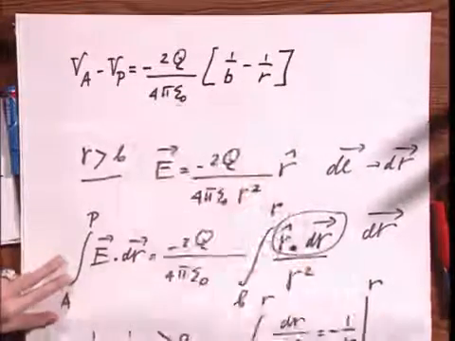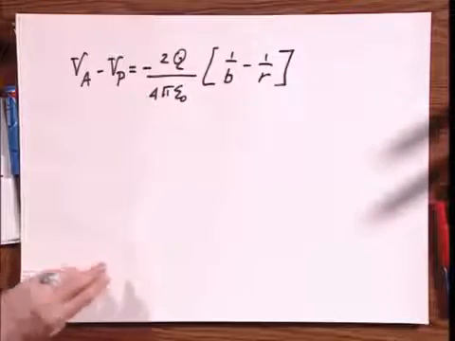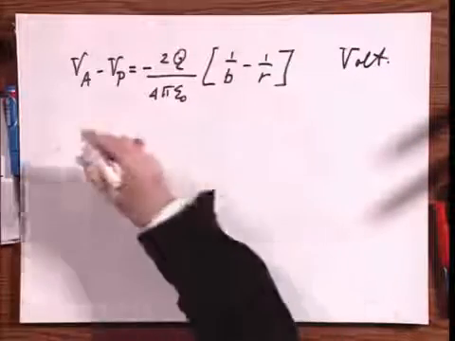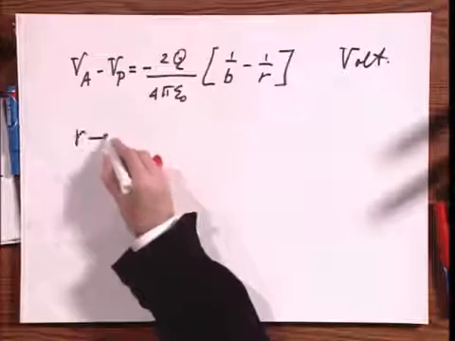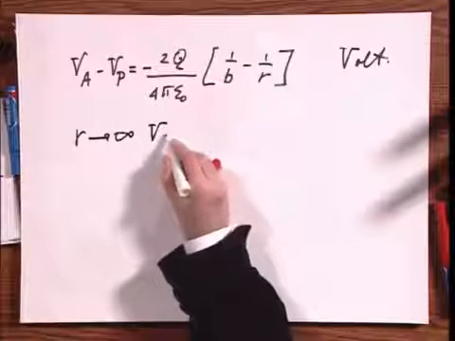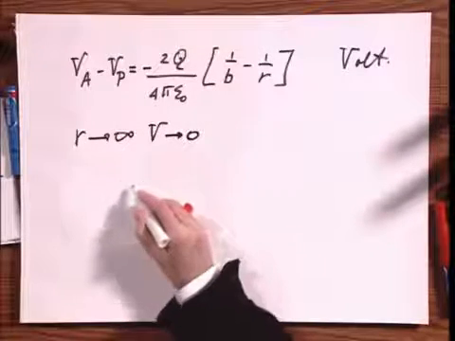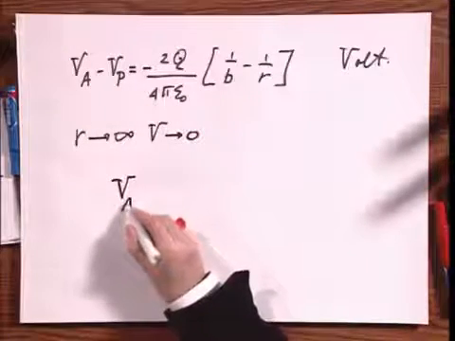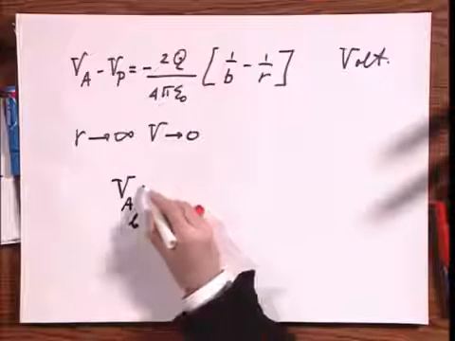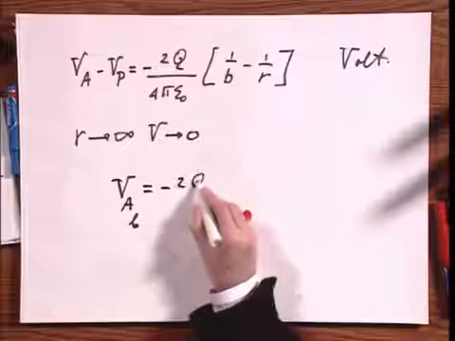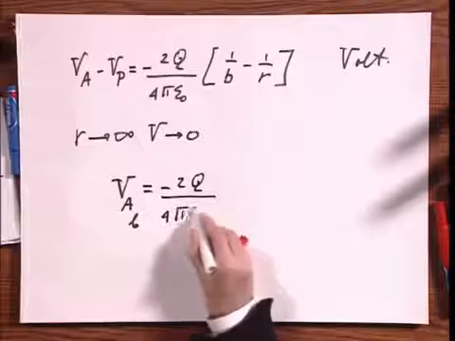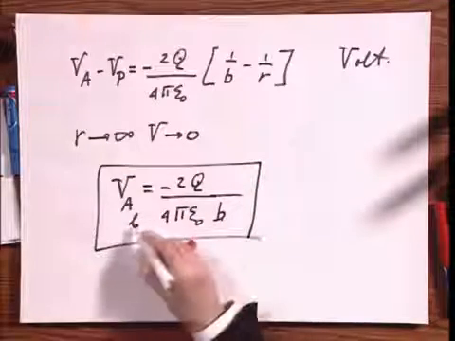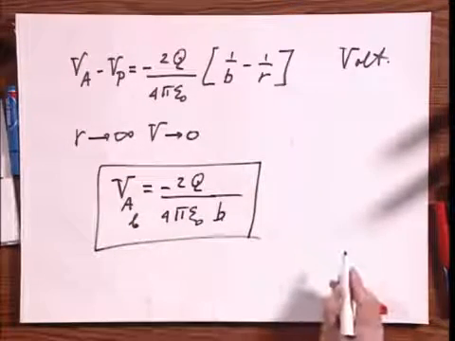Potential has no direction. It's a scalar. We express it in terms of volts in MKS units. And when you go to infinity, when r goes to infinity, in this case v goes to 0. And so if you want to know what exactly the potential is at that location A, which was at that radius b, then you'll find minus 2q divided by 4 pi epsilon 0 times 1 over b. This now is the potential at the outer surface.